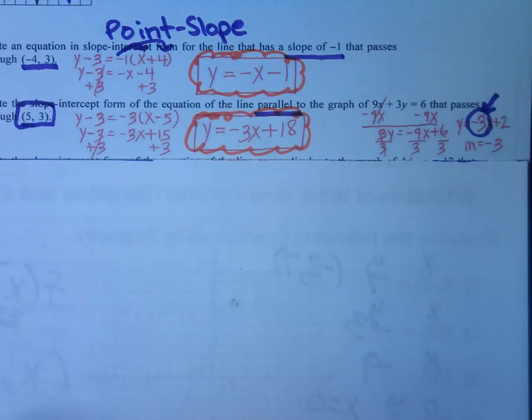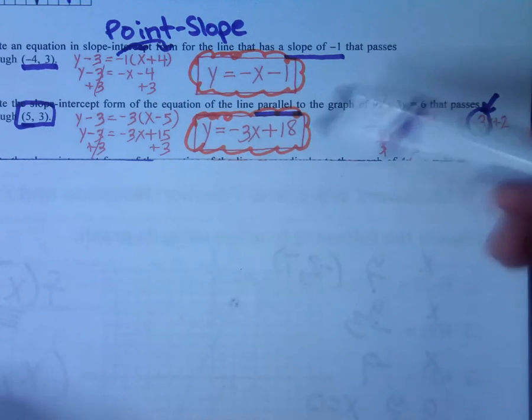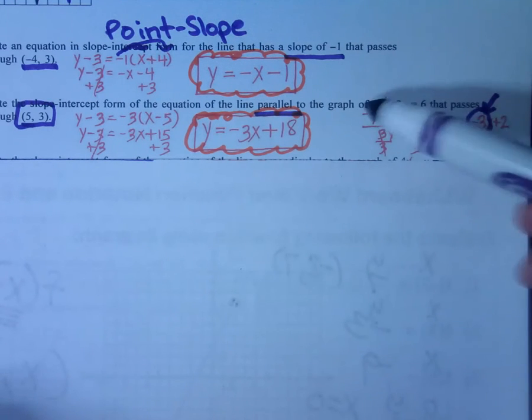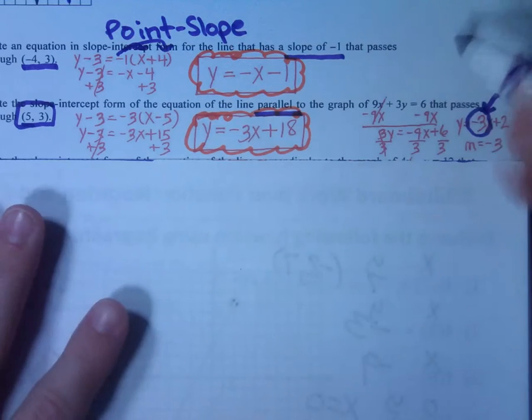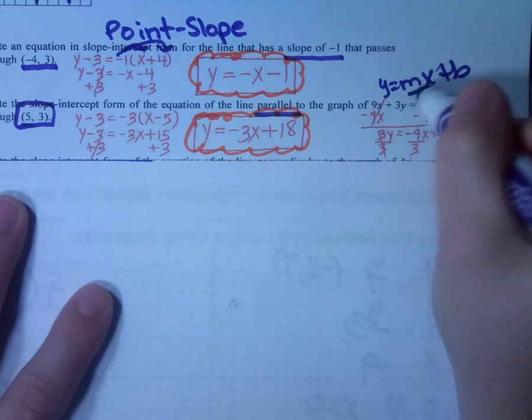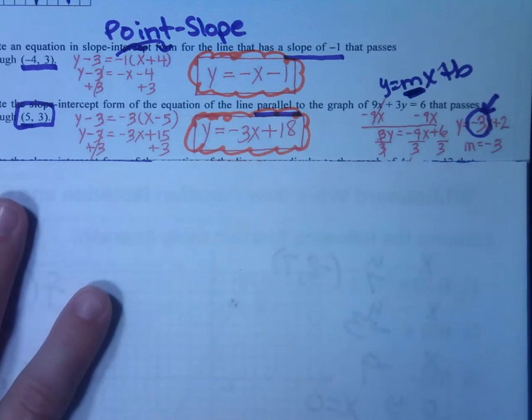It's just the same stuff over and over again. They give you a point, point-slope form. You want a line parallel, you want the same slope. It's just if they give you an equation that's not in slope-intercept form, then you have to put it in slope-intercept form first. That way you'll know that the slope is the number in front of the x.